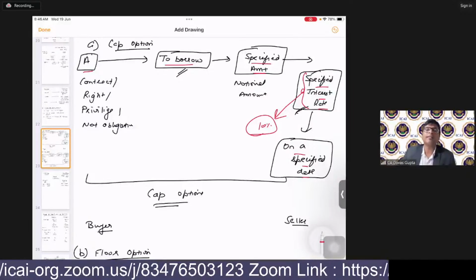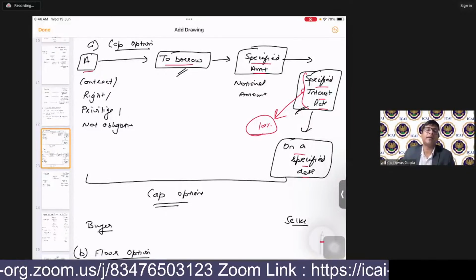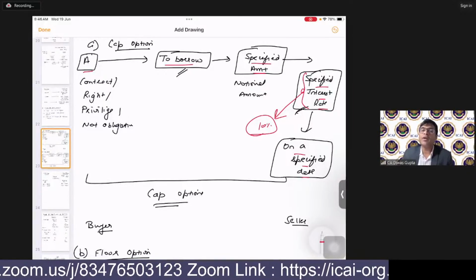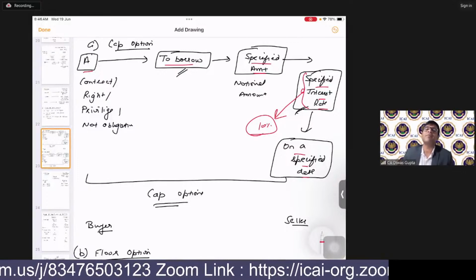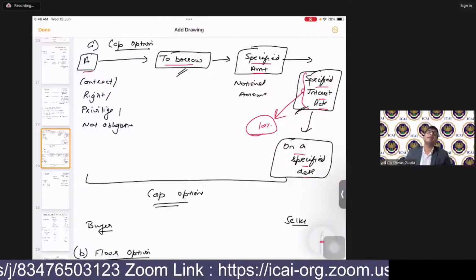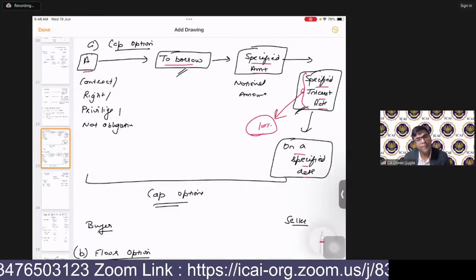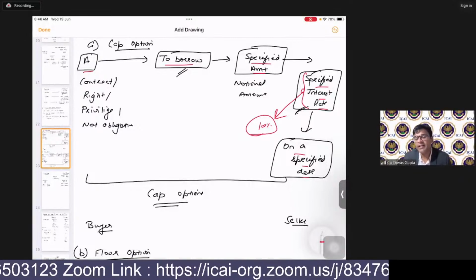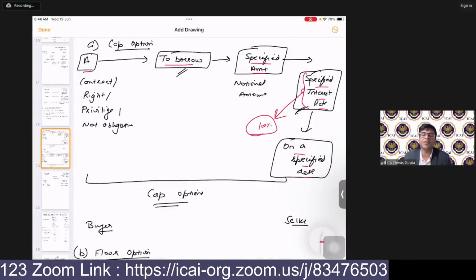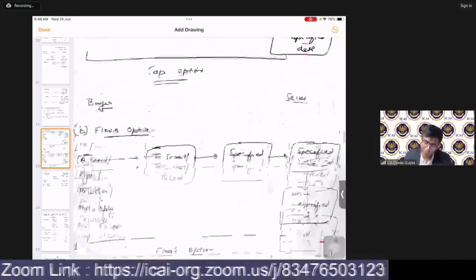Or the second option is the gross basis of settlement, in which the cap option holder will exactly borrow the 100% amount at the rate of 10%, irrespective of what is going on in the market. That is why it is called a cap option, students. I hope I'm clear.